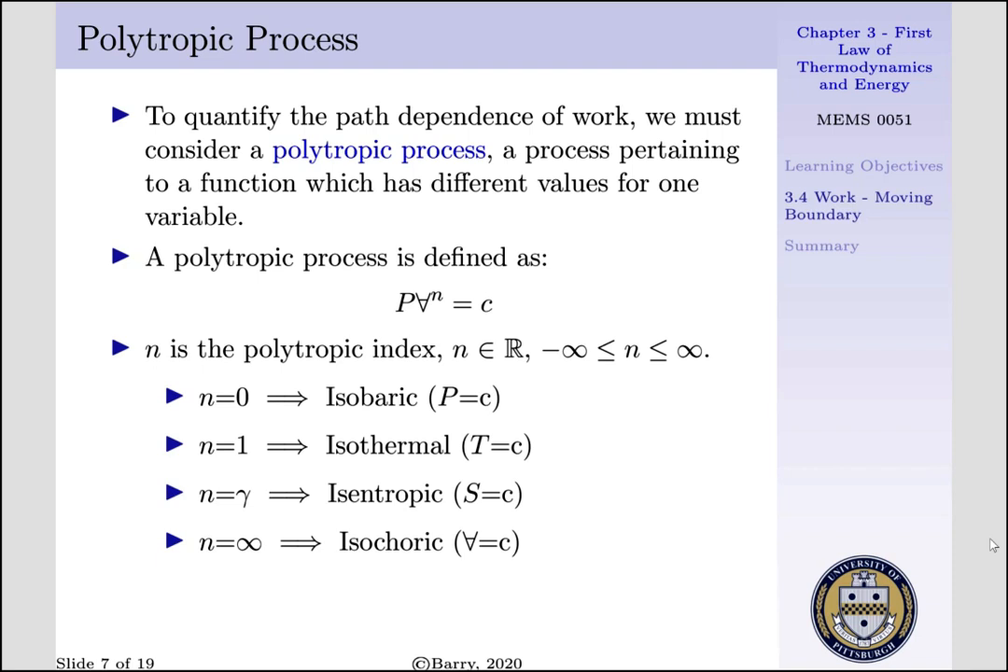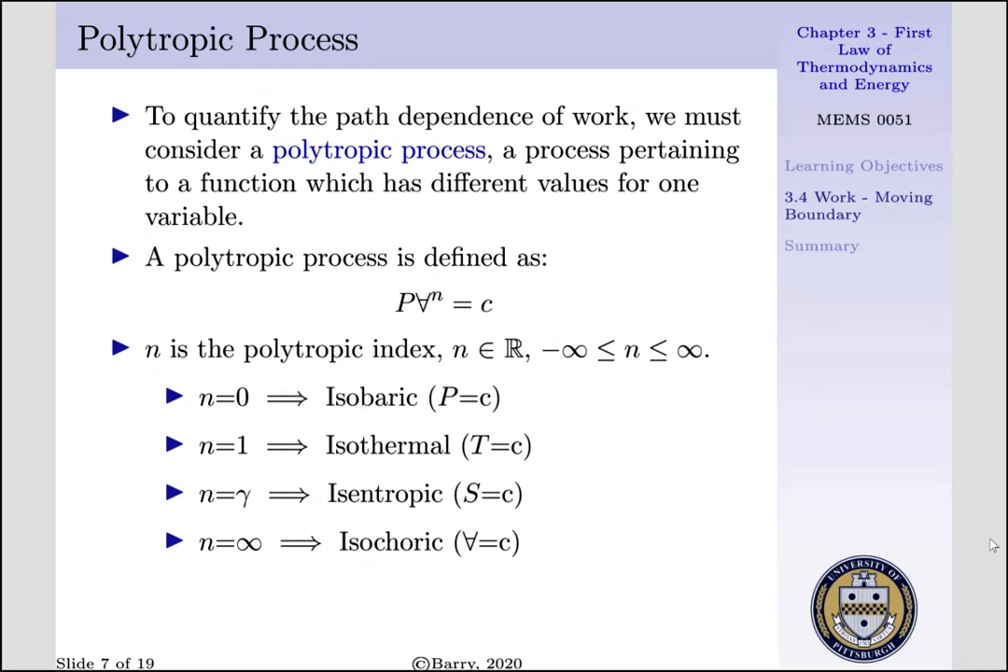A polytropic process is a process pertaining to a function which has different values for one variable. And our polytropic process is defined as P v to the n is equal to a constant, where n is our polytropic index. N is a real number bounded between negative infinity and positive infinity. Now, our ideal gas law is considered a polytropic process. PV is equal to mRT. That is, P v to the n is equal to mRT, a constant on our right-hand side.